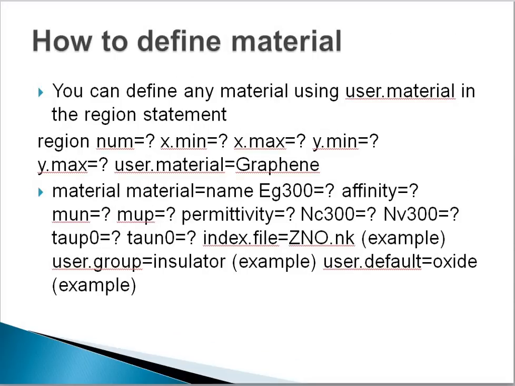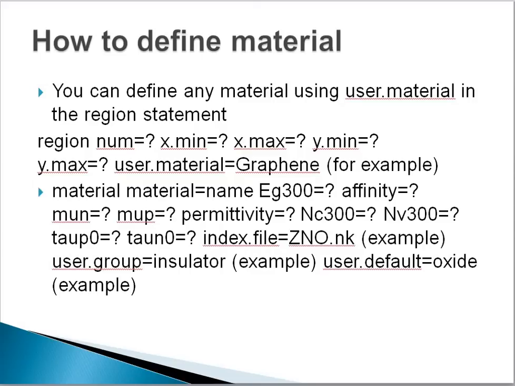Before you go to the code, first you must know how to define a material in Silvaco. You can define any material using user.material in the region statement. Region number, specific number, with the positional parameters x minimum, x maximum, y minimum and y maximum. User.material, for example, graphene. You can give any name in place of graphene. Next you have to define the material name. Any name you can use: graphene, alpha, beta, any name.